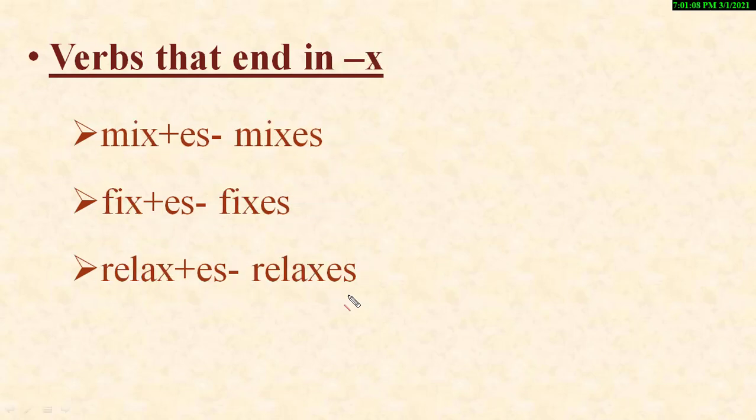The next verbs are the verbs that end in x. The first verb here is mix. You can see mix ends in x. So what should we do? We should add es with the verb. It becomes mixes. The next verb is fix. Again, fix ends in x. We add es. It becomes fixes. And it's a singular verb.